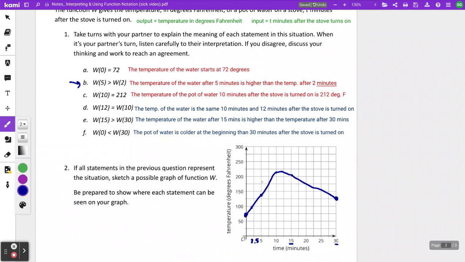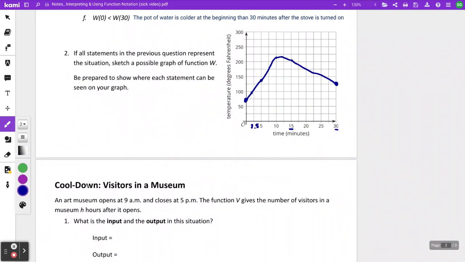Your graph might look different, and that's completely valid because remember, we don't have all the information here. But it should have each of these 6 statements be true on your graph. This was the final math activity for this lesson. There is one final thing for you to look at, and that's a cool down.